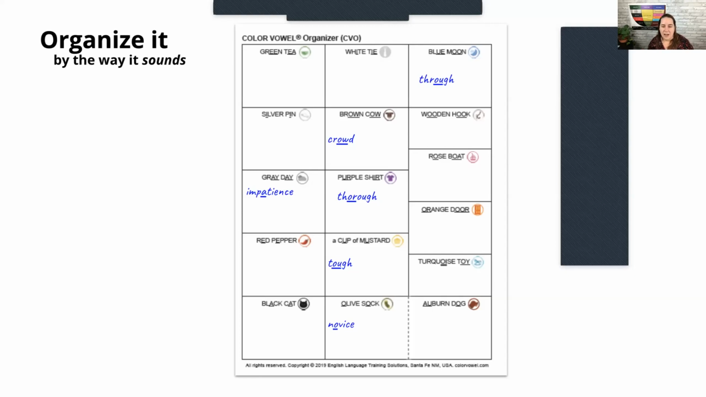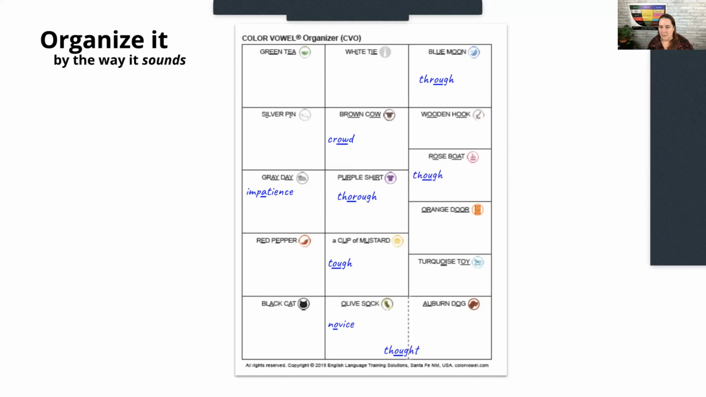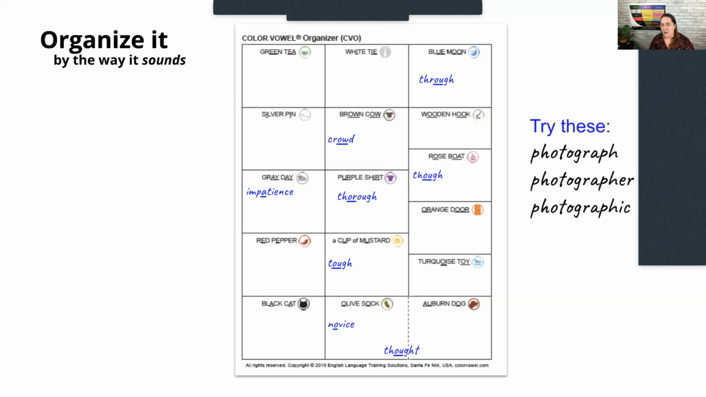Thought was that olive or auburn sound, thought or thought. Okay. And then remember our old standbys. We had the words photograph, photographer, and photographic, right? Remember where to put those? Photograph.